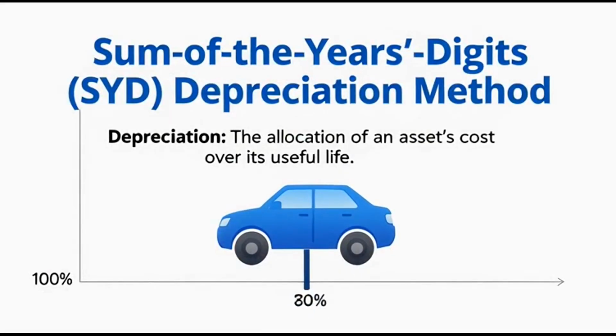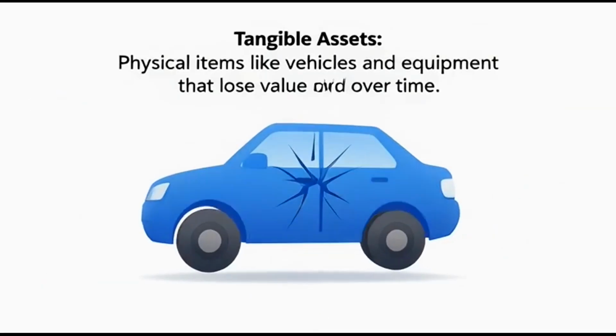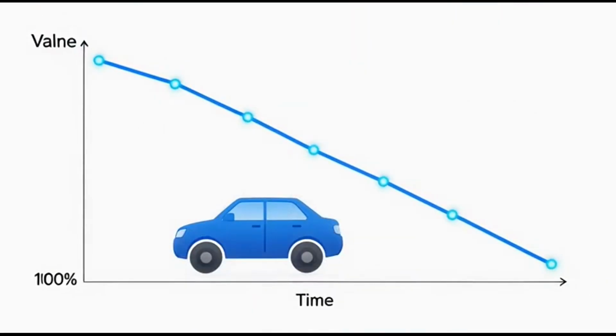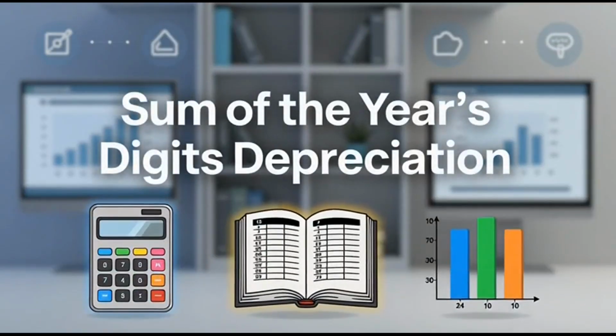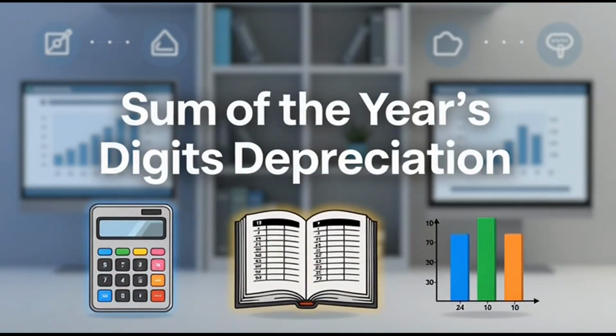Depreciation allocates an asset's cost over its useful life. It's crucial for accurate financial value through wear and tear. In this video, you'll master the sum of the year's digits depreciation method step by step.